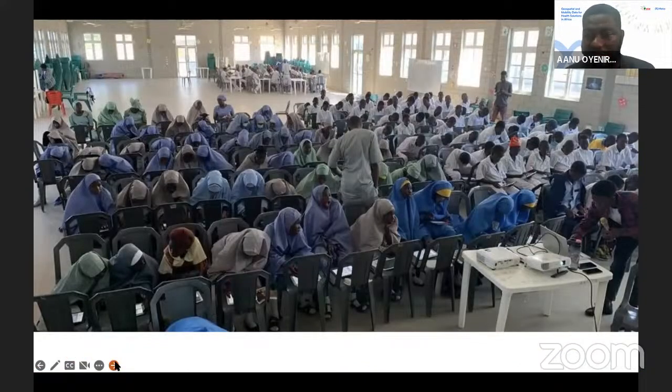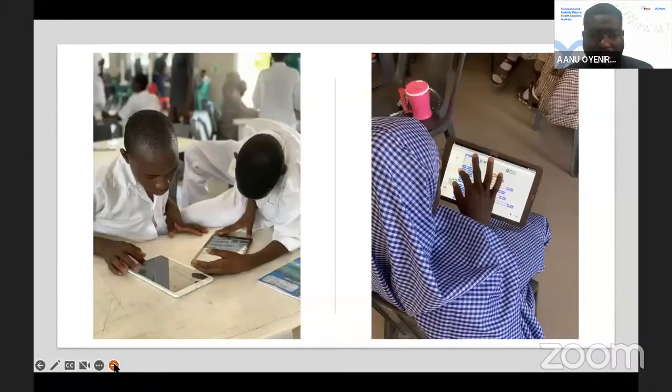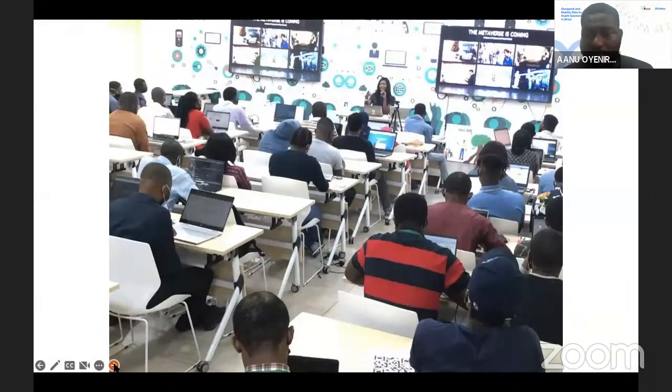This is DSN at one of the internally displaced camps, where we're taking these kids through an introduction to AI and how they can use AI to better themselves. You can see these are just examples of pictures of some of the things we've done in times past.